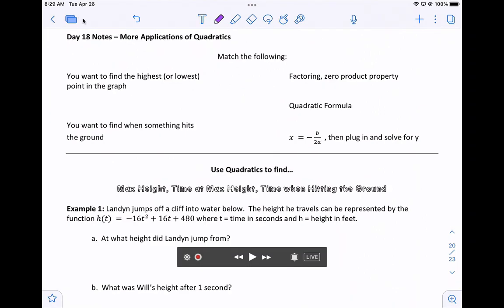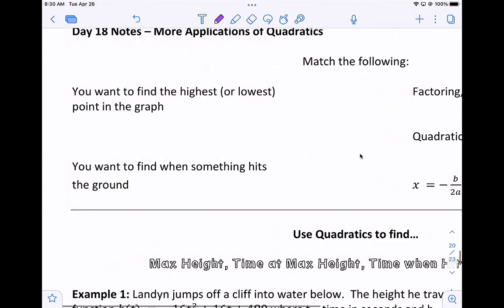And then likewise, when you want to find something that hits the ground, how do you solve? Factoring in zero product property, quadratic formula, or x equals opposite b over 2a, and plug in and solve for y. So try to think of what it's asking for. Is it the vertex or the x-intercepts? And the first one, you're trying to find the highest or lowest point.